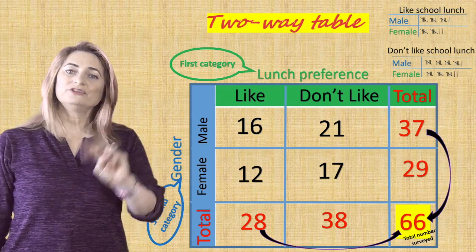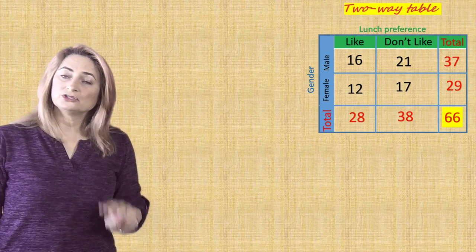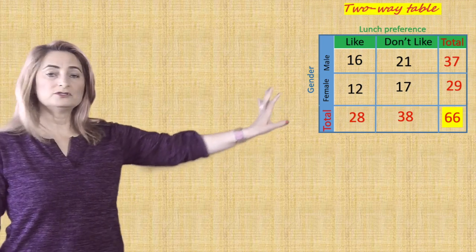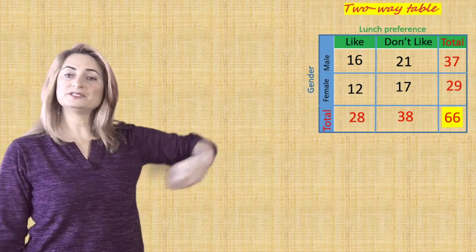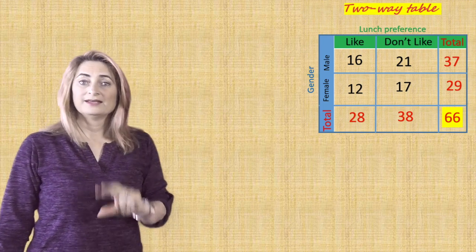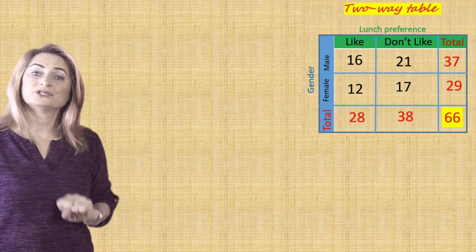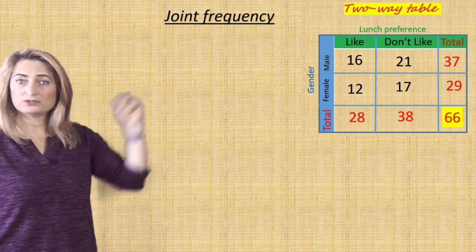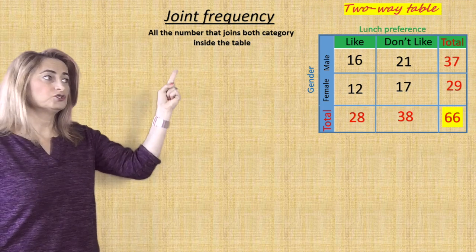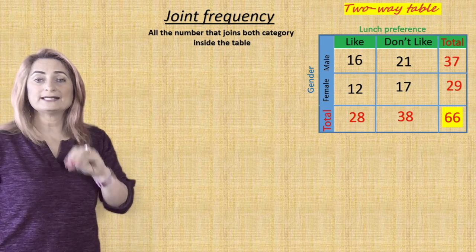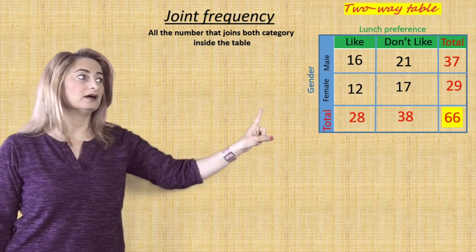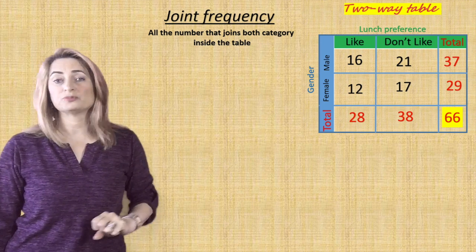Now there are two vocabulary words that you need to learn about the two-way table. Here's the two-way table. There's too many numbers. You have the 4 numbers in black in the middle, and you have the total numbers in red. So the first vocabulary word is joint frequency. And joint frequency are all the numbers that join both categories inside the table, which means all the black numbers that join the category of gender and lunch preference.